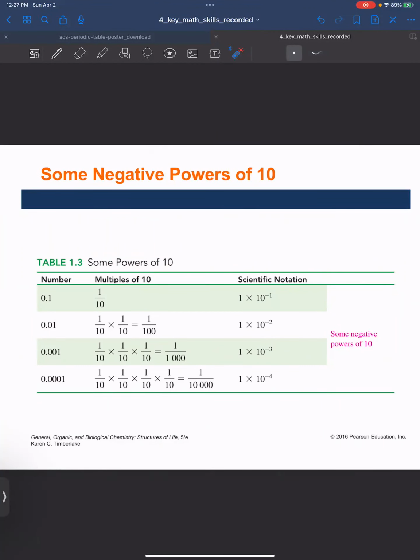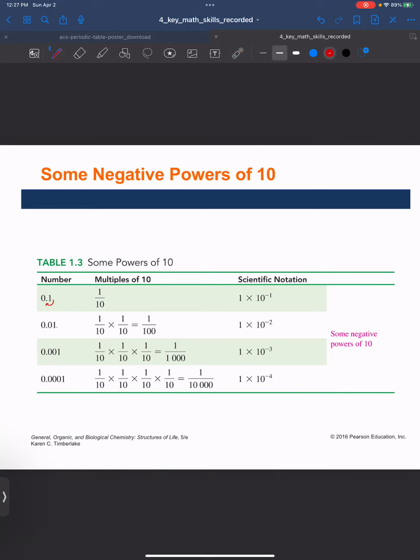For really tiny numbers, it's the opposite. So what I would do is I always have to move it to the left. So if I had the decimal here, I have to go over 1. And if you're moving it to the left, then you have a negative number. So I moved it to the left. So this is 1 times 10 to the negative 1.